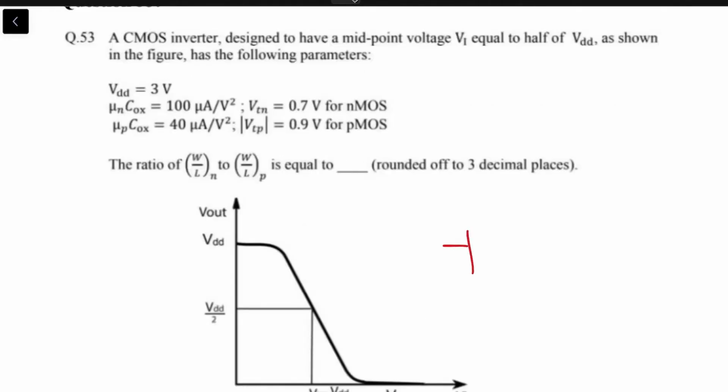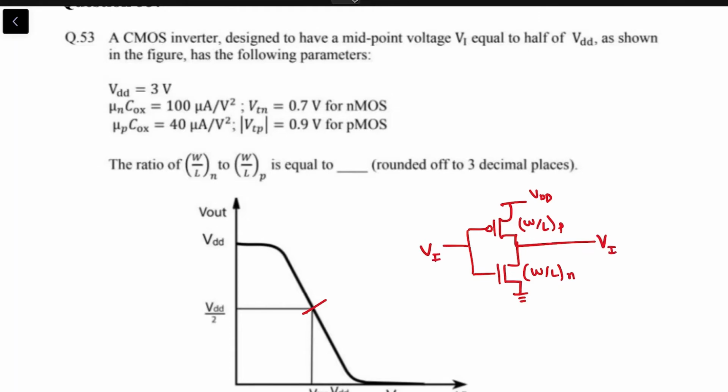Now, in a CMOS inverter, if you assume that these are long channel devices, this is between VDD and ground. This has W by L ratio P, W by L ratio N. And the midpoint voltage is the voltage at which the output Vout is equal to the input Vin. That is, the same V appears on both. And in this case, it is designed such that this voltage is equal to VDD by 2.